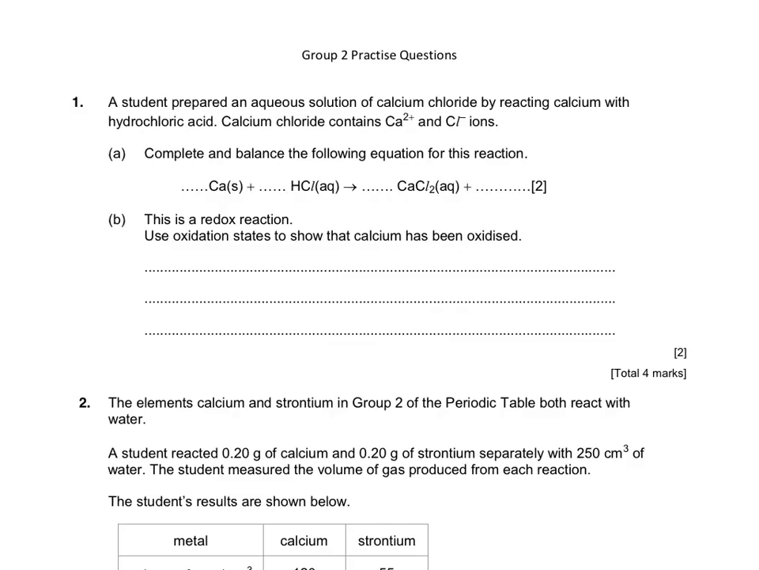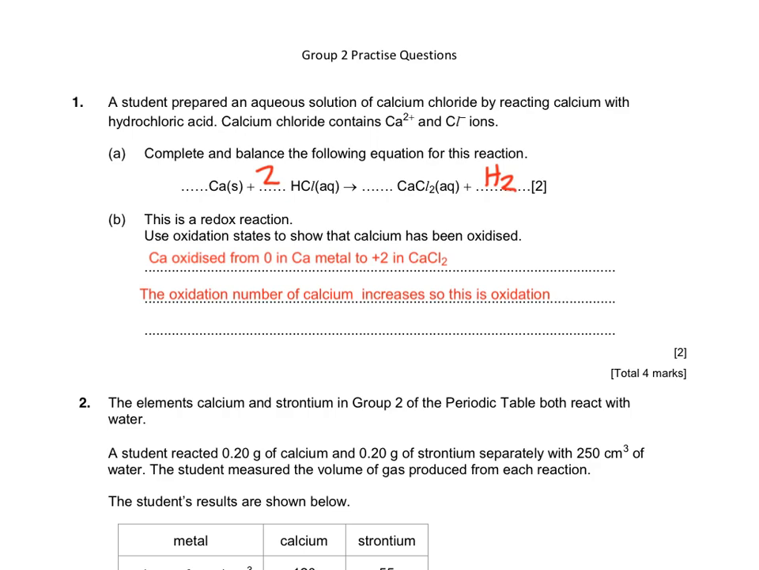So let's now have a look at some group 2 practice questions. We'll only do a few, but it's worth having a look at the different ways in which they might ask about it. So the first question is fairly straightforward. They just want you to complete and balance an equation. Then it asks you to use oxidation states to show that calcium has been oxidized. So calcium has been oxidized from 0 in Ca metal to +2 in CaCl2. And because the oxidation number of calcium increases, you can call this oxidation.